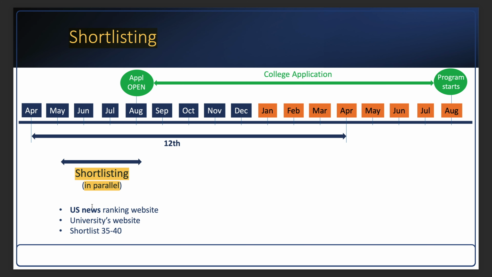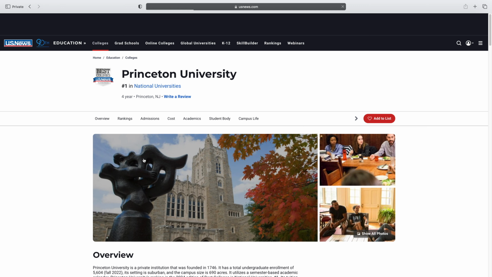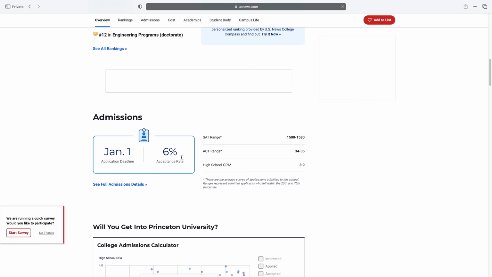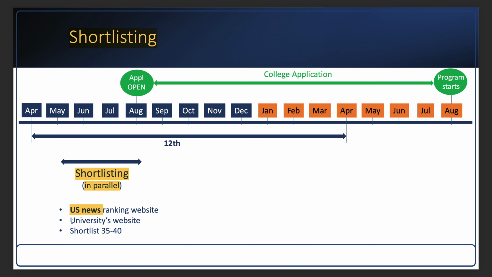There are a couple of free resources that could be helpful to you to shortlist universities, and one of them is the US News website. You can take it as a starting point to gather some of the information about the universities and their ranking, their acceptance rate, and other information, and later visit all those universities' websites individually.